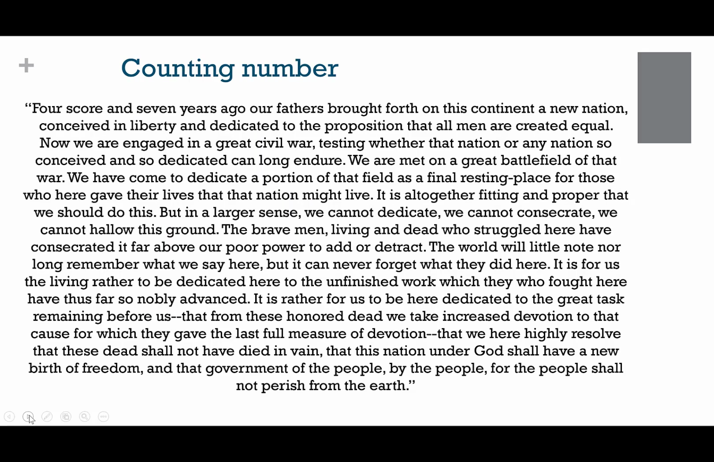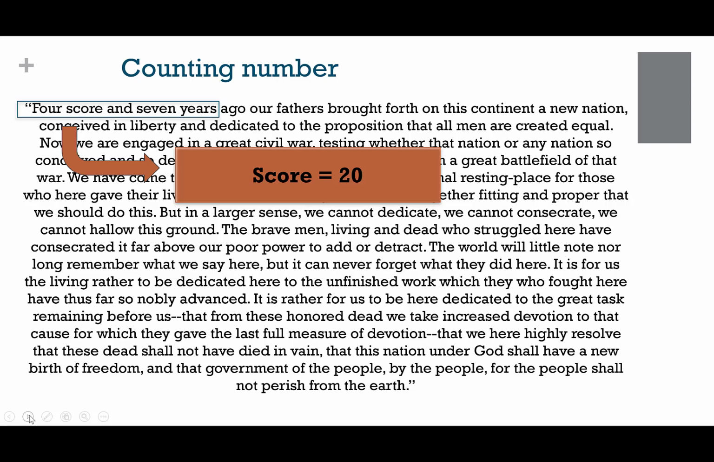Another counting number that you're probably not terribly familiar with, but I think you could probably pick it up pretty quickly. The Gettysburg Address said "four score and seven years ago." So score, probably not a counting number that you throw around often. But if I tell you that score is a counting number and it means 20, it means 20 when they said "four score and seven years ago," well, how many years ago were they talking about? So 4 times 20 would be 80 plus the 7, so 87 years ago.